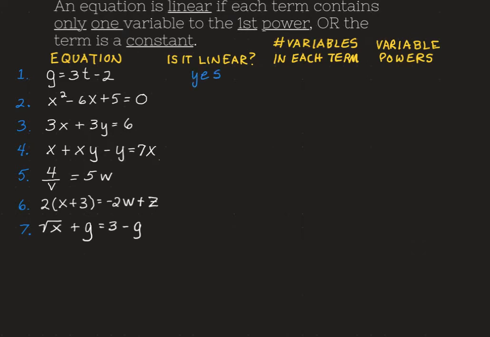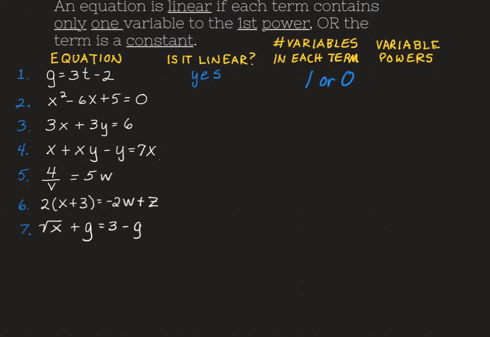How many variables are there in each term? There is one variable in this term, one variable in this term, no variables in this term, but that's okay because it is a constant. All right, so number of variables in each term, answer is 1, or the term is a constant. So actually this is 1 or 0.